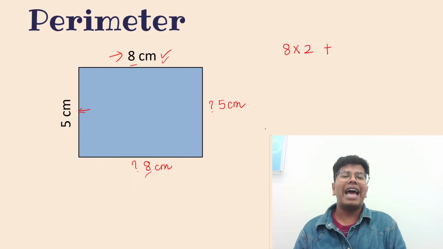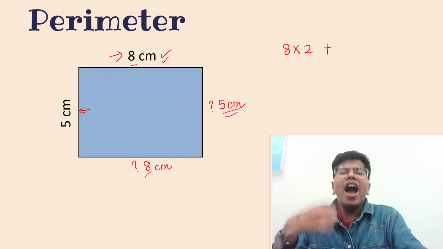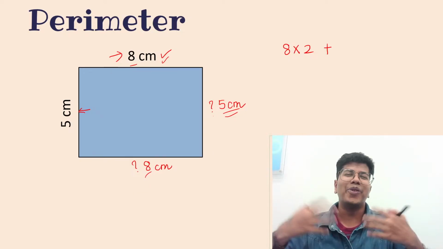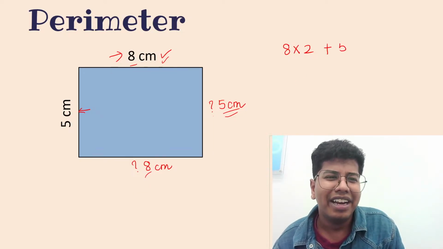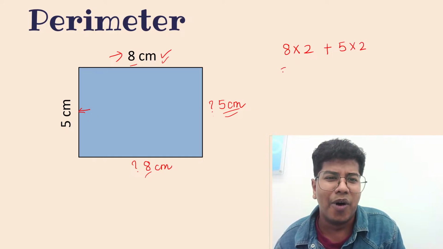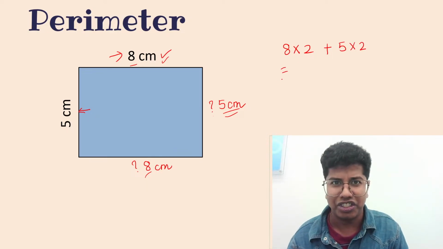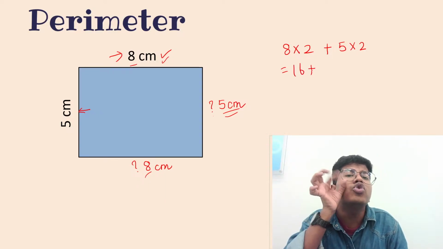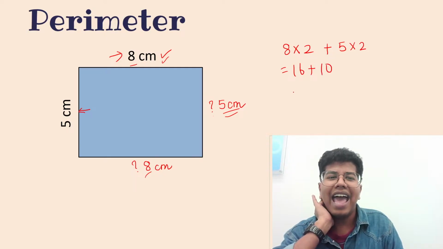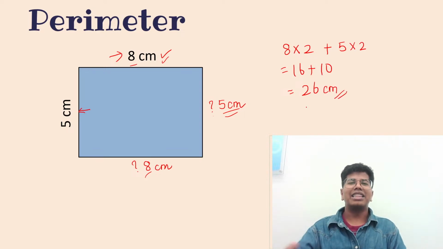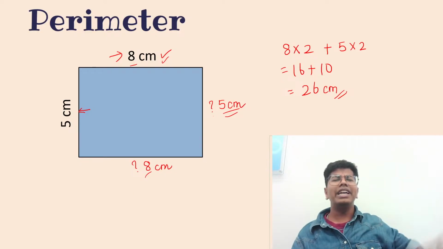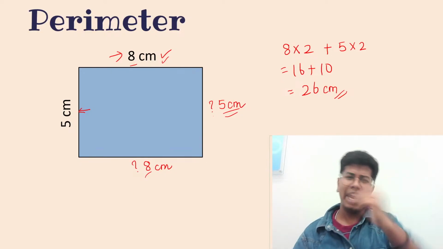Then comes the next part, that is this 5. 5 is how many times? Perfect. 5 is just 2 of the following times. So what we can do is just 5 times 2. And now if I want to calculate, 8 times 2 is how much? Perfect. Good answer. 16. Then 5 times 2 is how much? 10, and this is nothing but 26 centimeter. So this is nothing but calculating the perimeter. Perimeter is simply calculating all the outer boundaries of a shape.